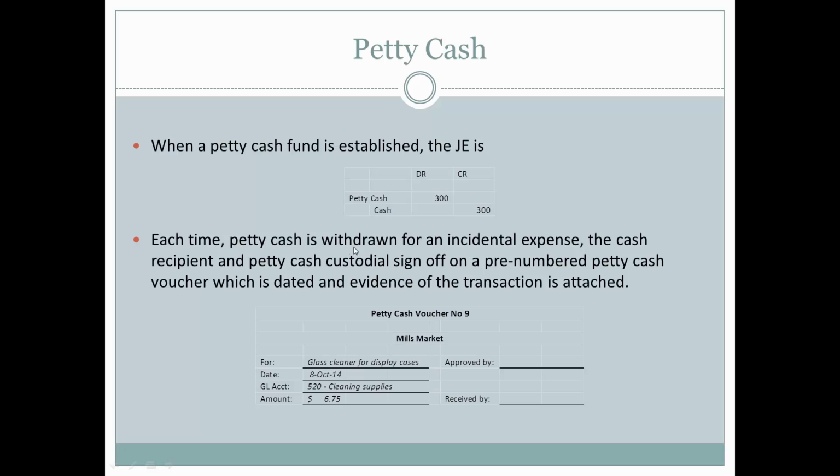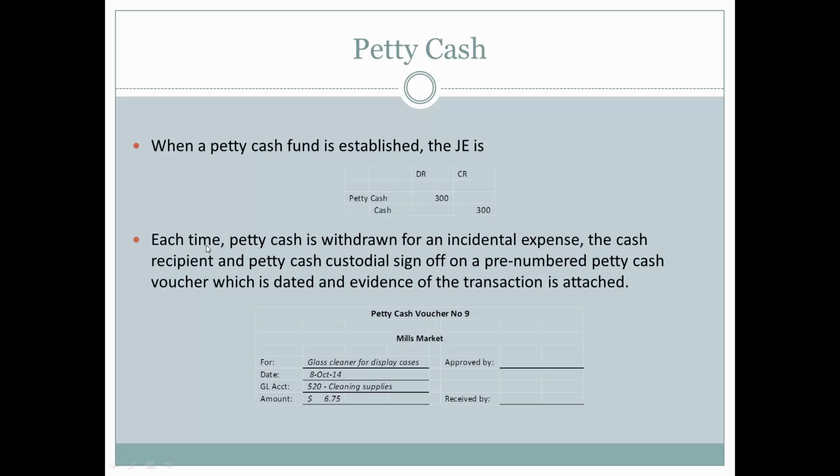Each time petty cash is withdrawn for an incidental expense, the petty cash recipient and the petty cash custodian sign off on a pre-numbered petty cash voucher which is dated, and evidence of the transaction is attached. So this should be custodian. I don't know what a custodial dial is, but anyway.